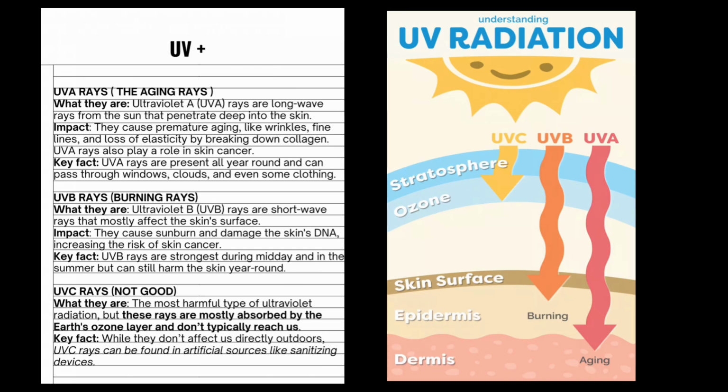UVB rays, ultraviolet B rays, are short-wave rays that mostly affect the skin's surface. They cause sunburn and damage the skin's DNA, increasing the risk of skin cancer. UVC rays are the most harmful type of ultraviolet radiation, but these rays are mostly absorbed by the Earth's ozone layer and don't typically reach us. A key fact is that while they don't affect us directly outdoors, UVC rays can be found in artificial sources like sanitizing devices.